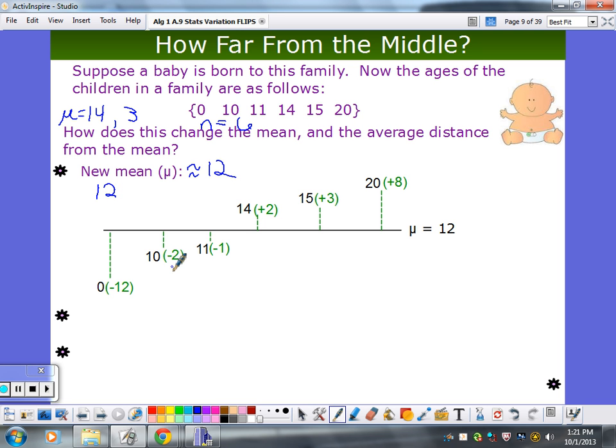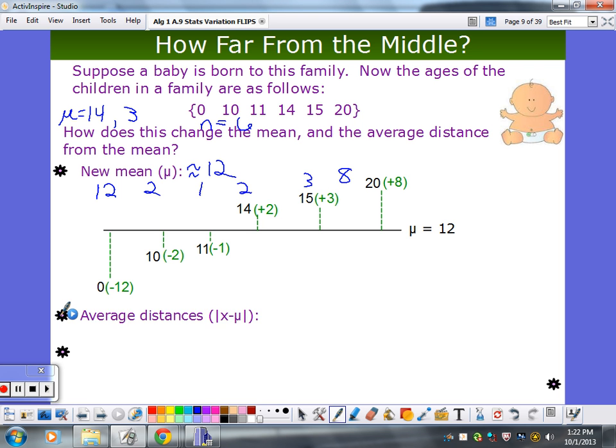This kid who's 10, now he's 2 years away from the mean. This child who is 11 is 1 year away. Even though he's 1 under, we're just going to say he's 1 away. My 14-year-old is no longer the average age. He's now 2 above. The 15-year-old is 3 above. And the 20-year-old is 8 above.